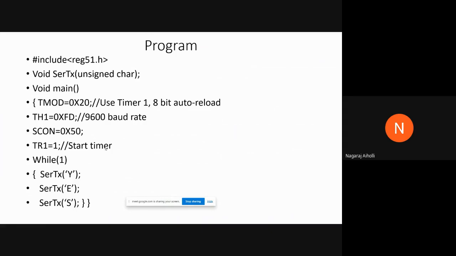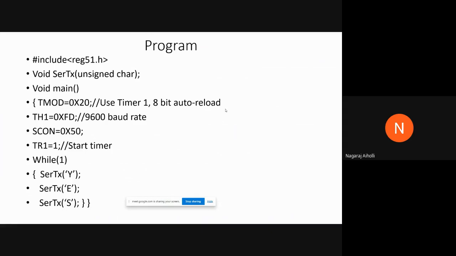Then the main function, void main. TMOD is equal to 0x20. Use timer 1 in 8-bit auto reload mode. 20, as we have seen in our previous examples, is for timer 1, then mode 2, that is 8-bit auto reload mode. TH1 is equal to 0xFD. This is for the 9600 baud rate.